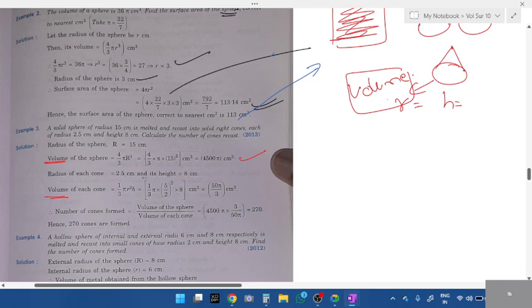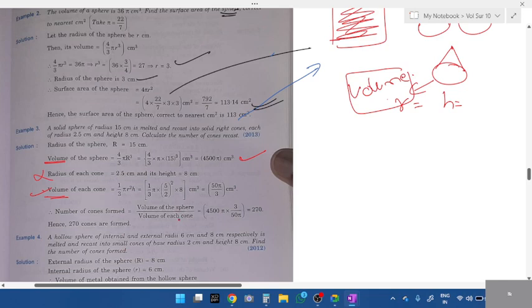Radius of each cone is given. This is not a major calculation part. Ignore. Radius and height. Next. For a sphere, I told you, calculate volume. Then for a cone, again, volume of each cone is calculated. Number of cones: volume of the greater one divided by volume of the smaller one.